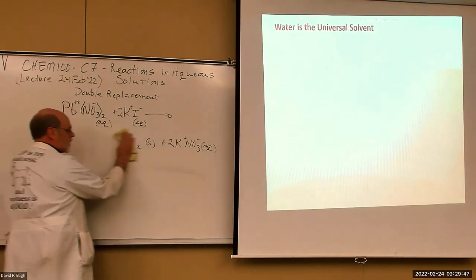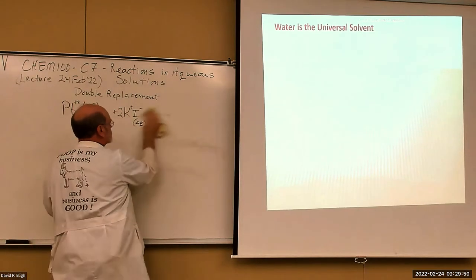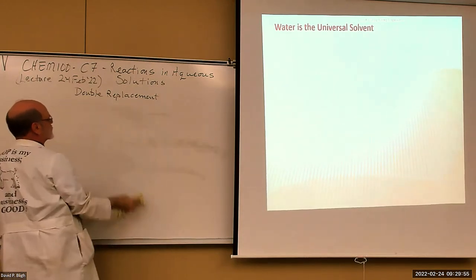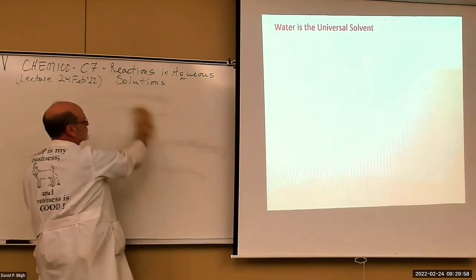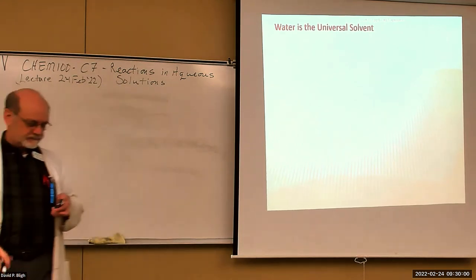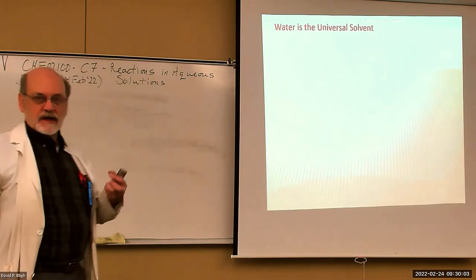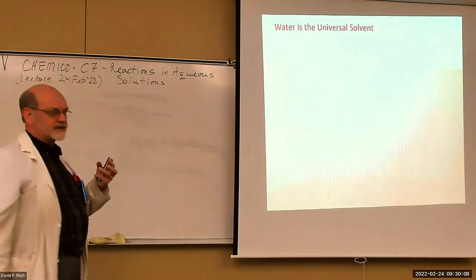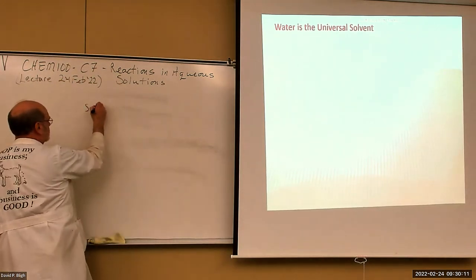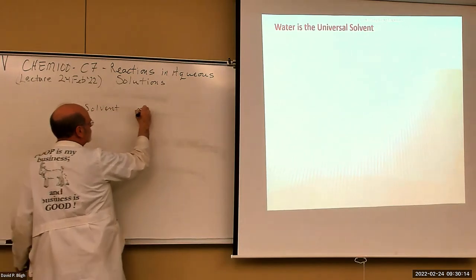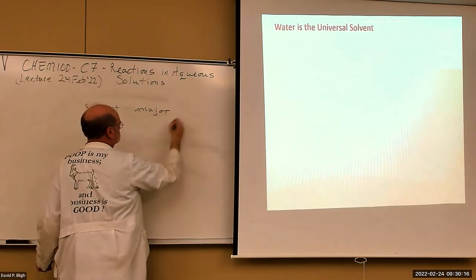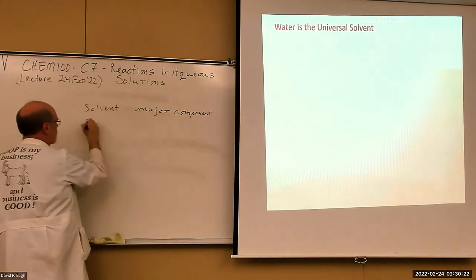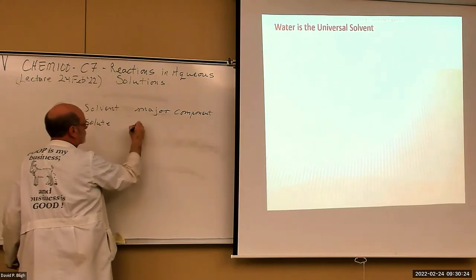All right, so since we're talking about primarily reactions in an aqueous solution, and by the way, I erased it too soon. We'll talk about double replacement reactions again in just a few minutes. But the solution is formed of a solute and a solvent. The solvent is the major component. And the solute is the minor component.